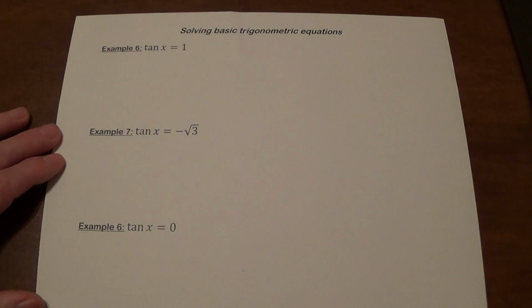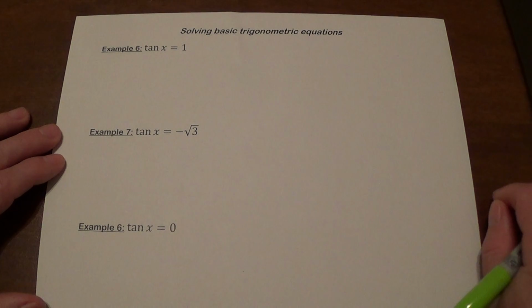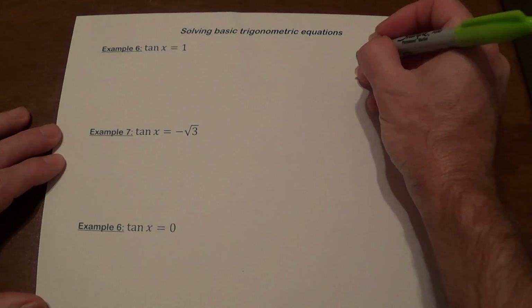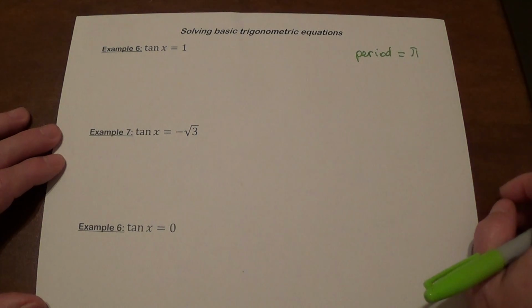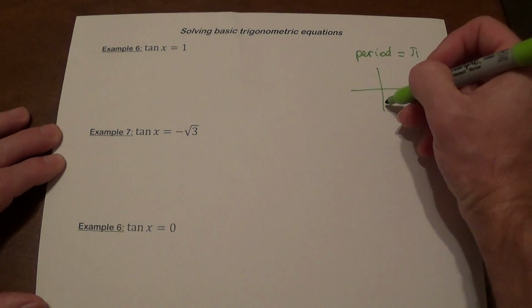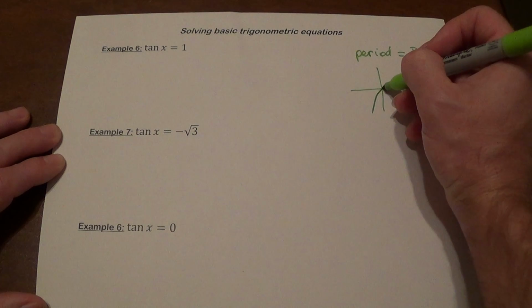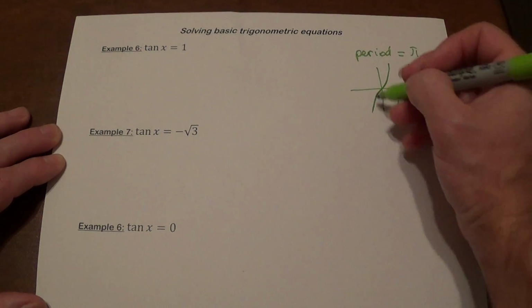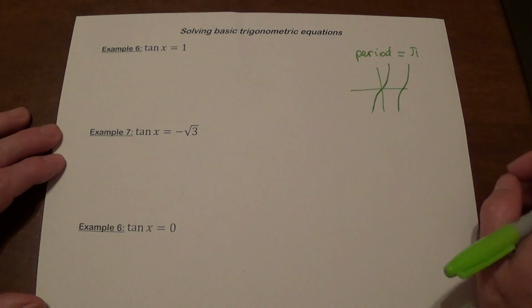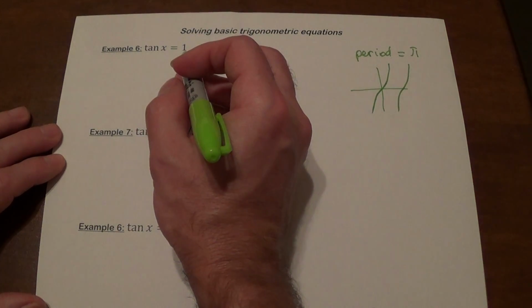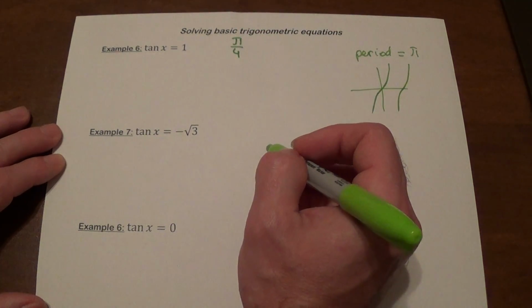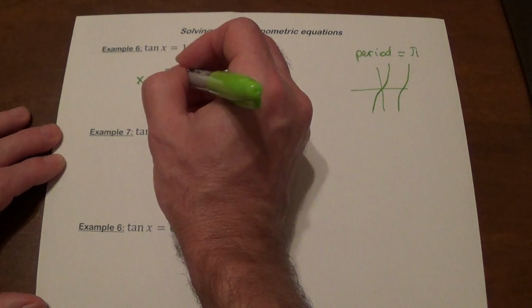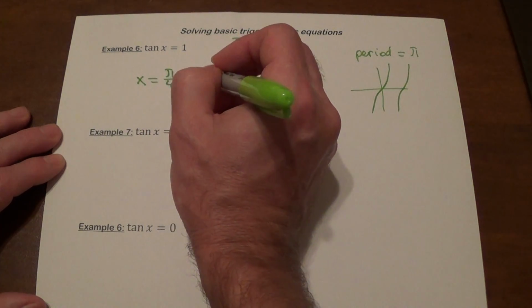Example 6, tangent. So remember, the period of tangent is pi. And the graph of tangent is the one that goes like that. It's not going to go up and down like sine and cosine do, so it's a little bit easier in a way. Where is tangent going to equal 1? Tangent equals 1 at pi over 4. It's going to repeat every pi. So the answer here is x equals pi over 4 plus pi n.